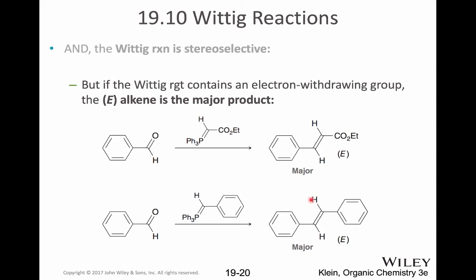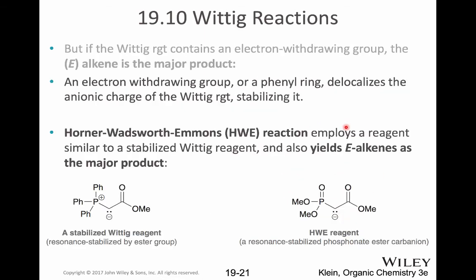Now, you can start to favor the E alkene, the trans alkene, if you have electron withdrawing groups on the Wittig reagent. Whenever I put electron withdrawing groups, something like an ester or an aromatic ring, I start to favor the E double bond. Furthermore, I can do the Horner-Wadsworth-Emmons reaction. This employs a reagent similar to a stabilized Wittig, but it looks a little bit different. And here you're making a double bond, and this is also going to favor the E alkene as the major product.